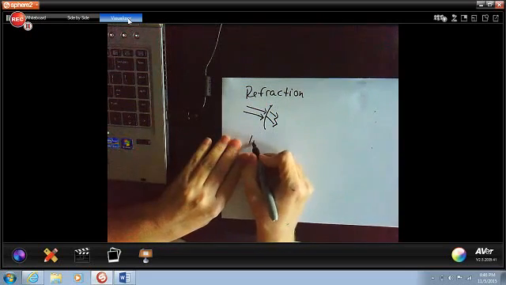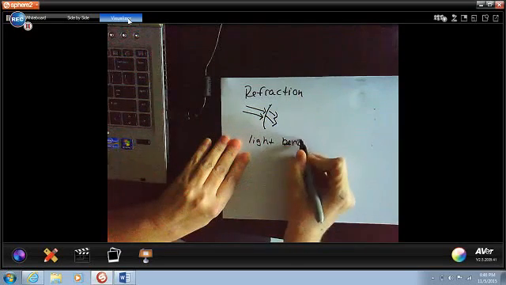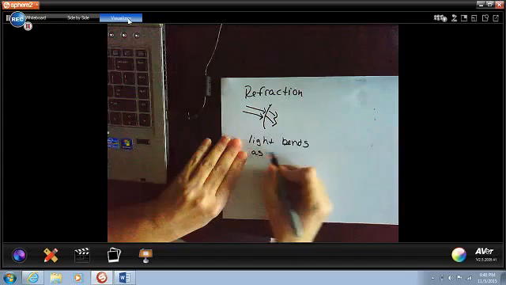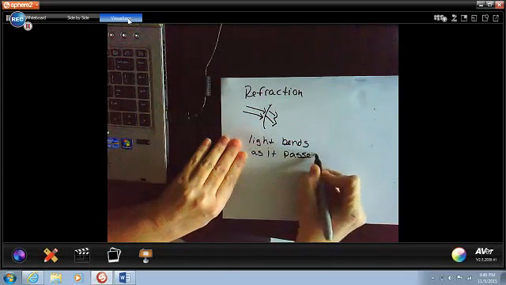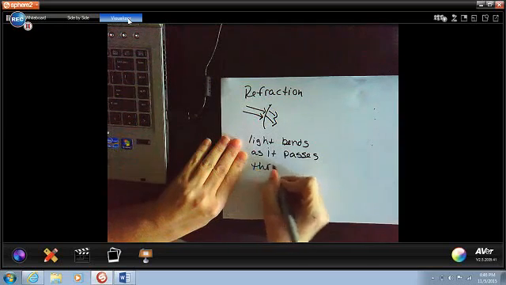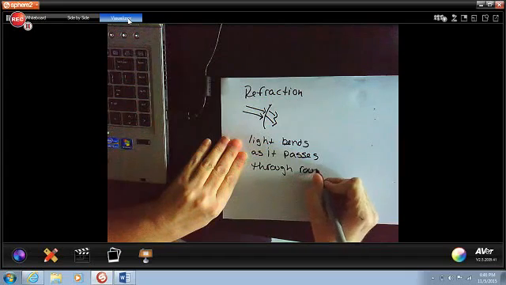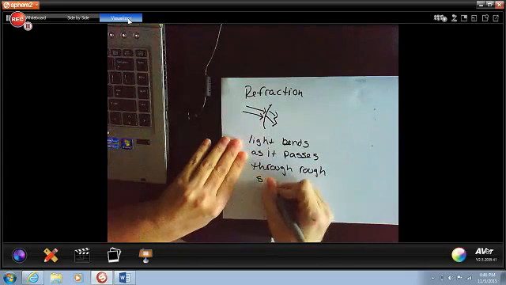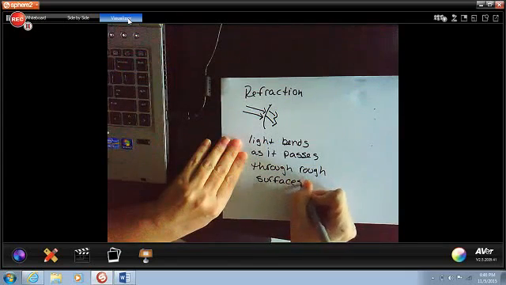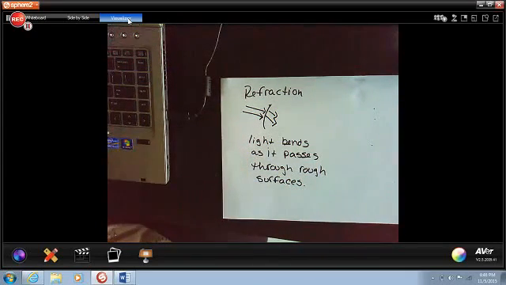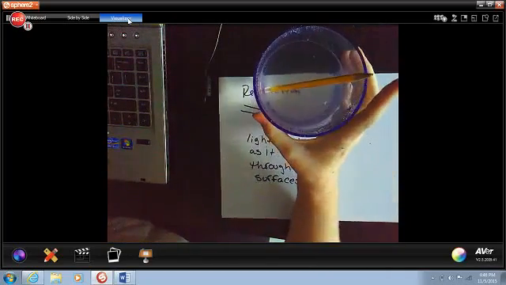Okay, so light bends as it passes through rough surfaces. Okay, so that's what's happening right here in our little lab right here.